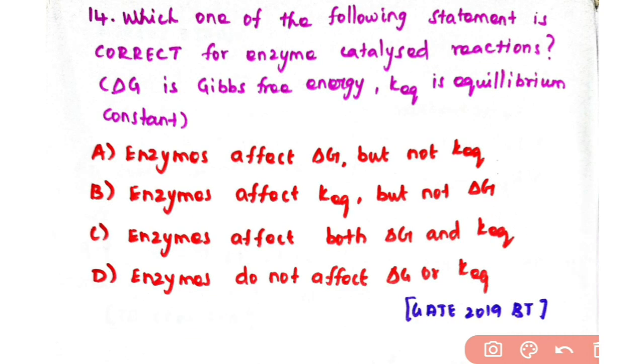Which one of the following statements is correct for an enzyme catalyzed reaction? The answer for this question is: enzymes do not affect del G or K eq. So option D is correct, where del G is Gibbs free energy and K eq is the equilibrium constant. Let's see the reason.